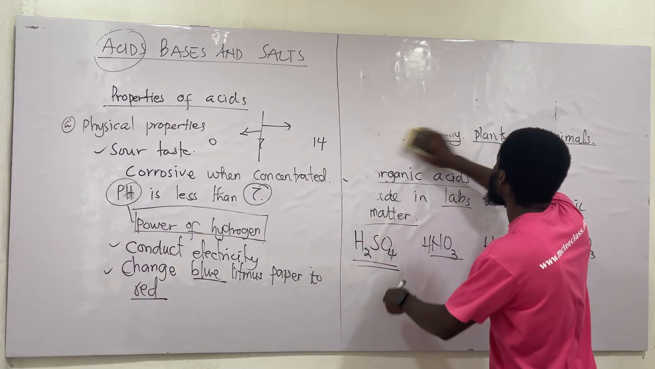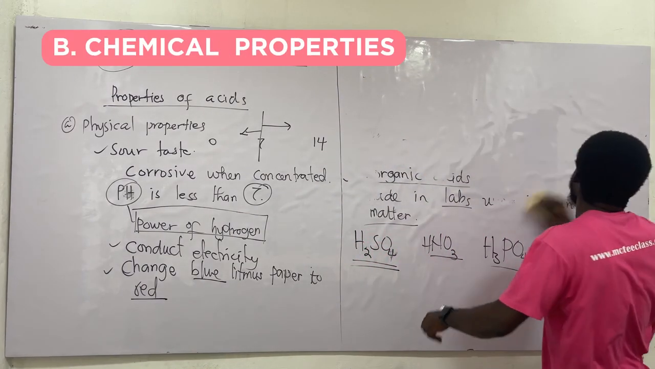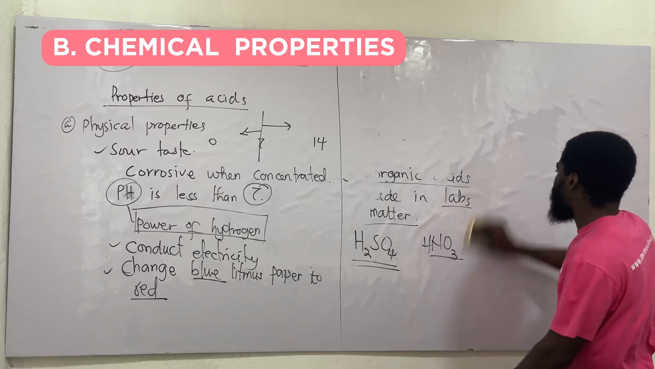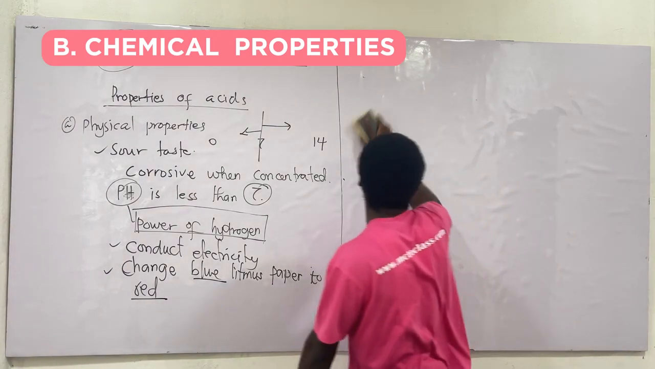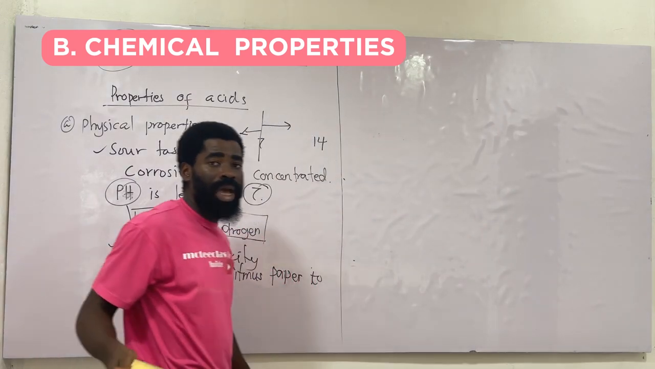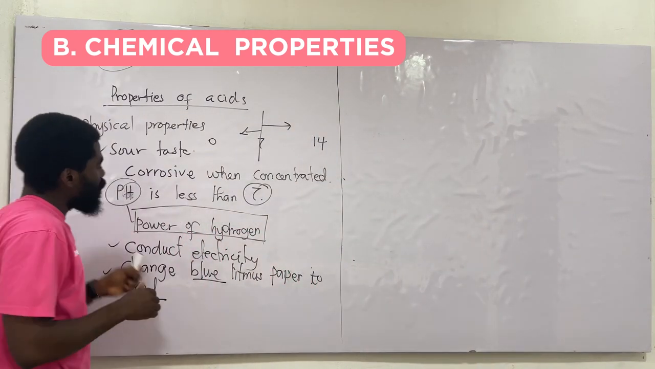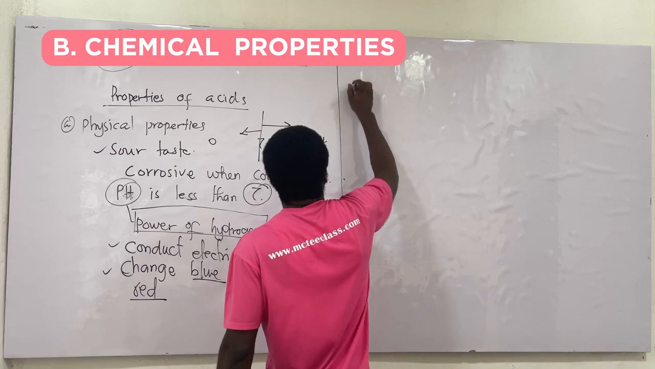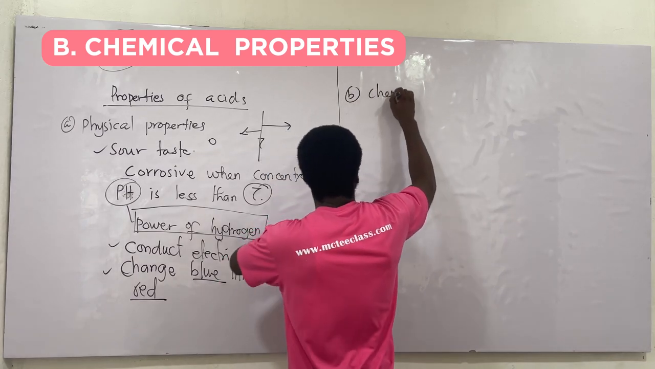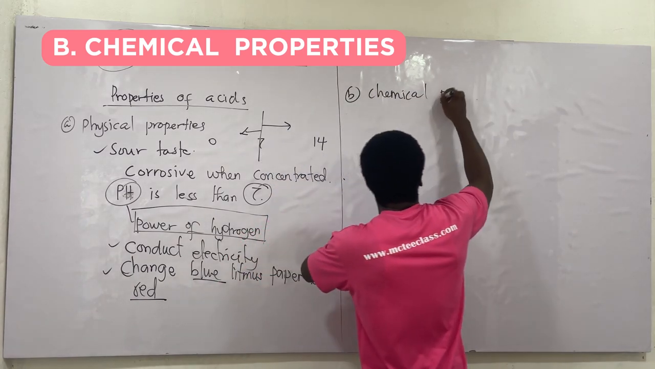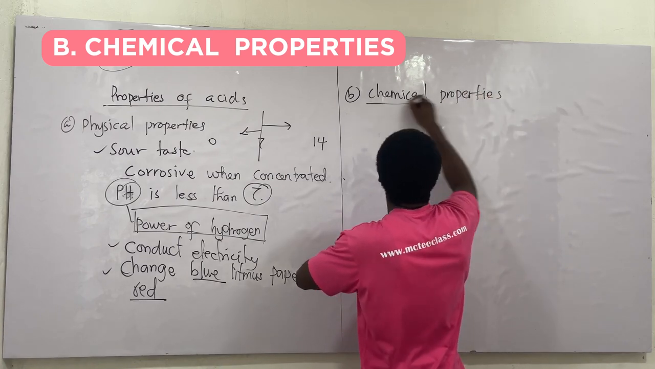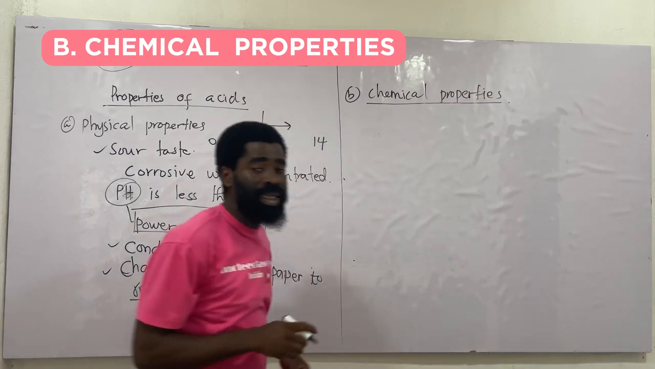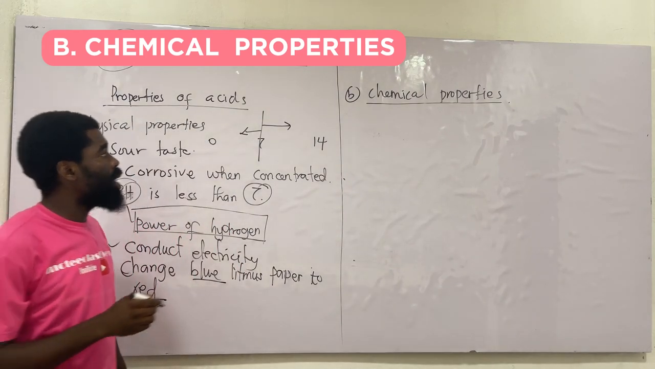Good. So these are some physical properties of acids. Let's look at some chemical properties of acids as well. So we said we can have physical properties, and also the chemical properties of acids. Chemical properties of acids. Are we there?